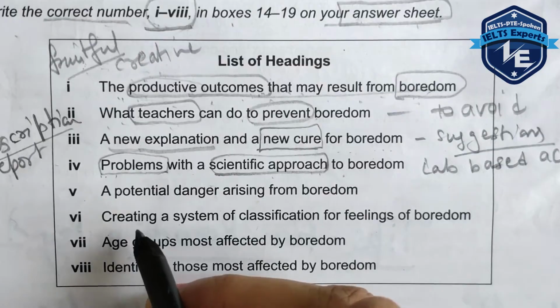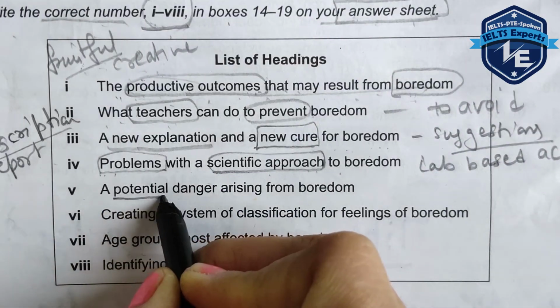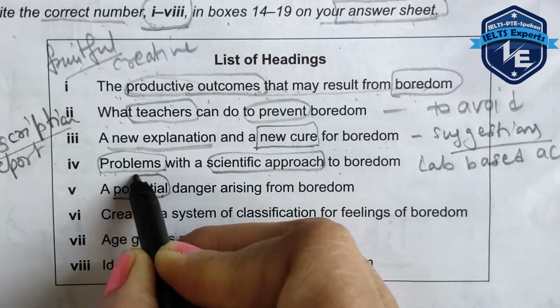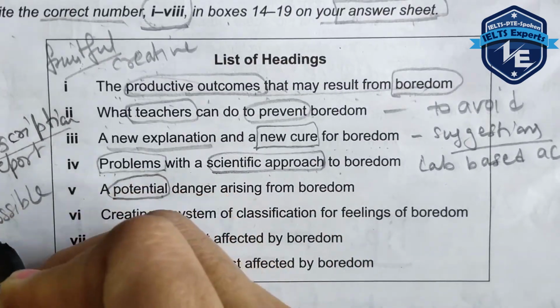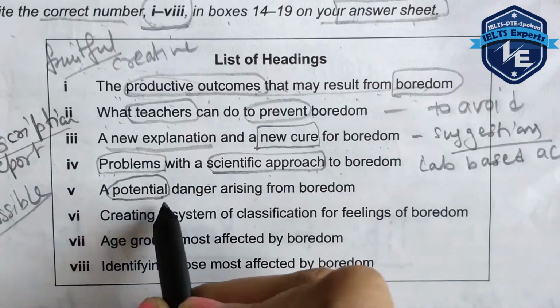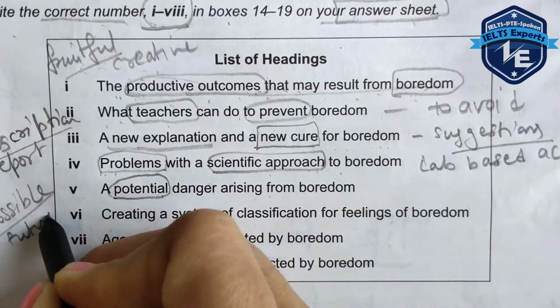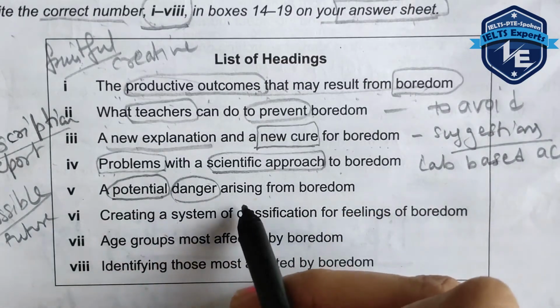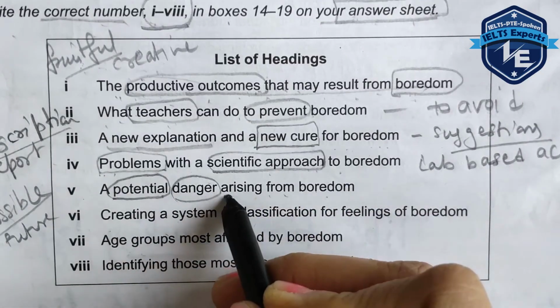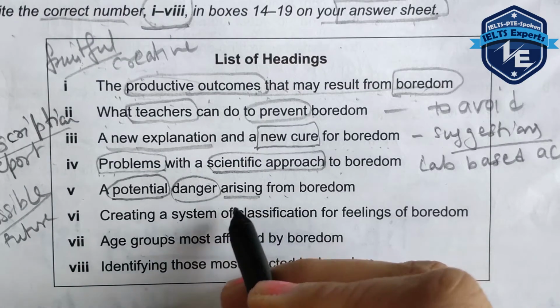Next is a potential danger arising from boredom. What is potential? Potential is a possible future danger arising from, or we can get the word like future. Danger is risk, some kind of risk or anything like this. Arising from, arising means we can get the word like comes out.